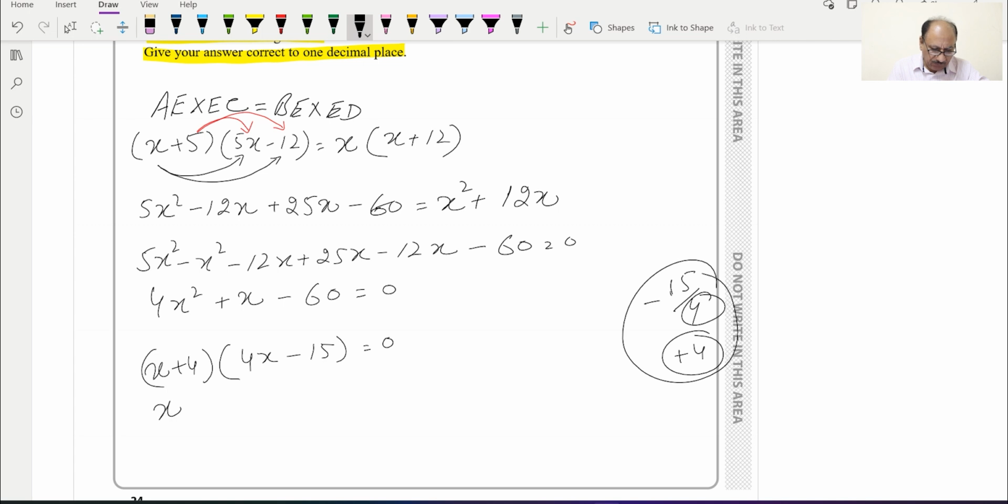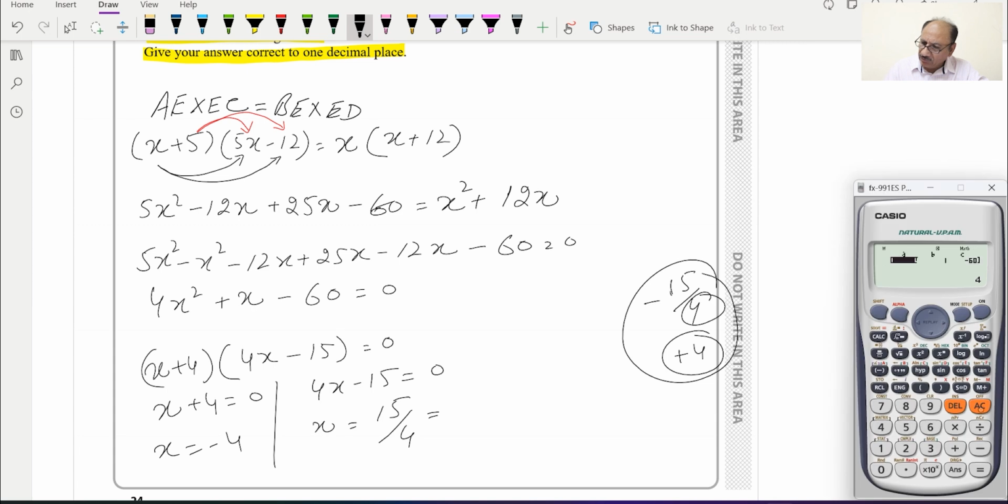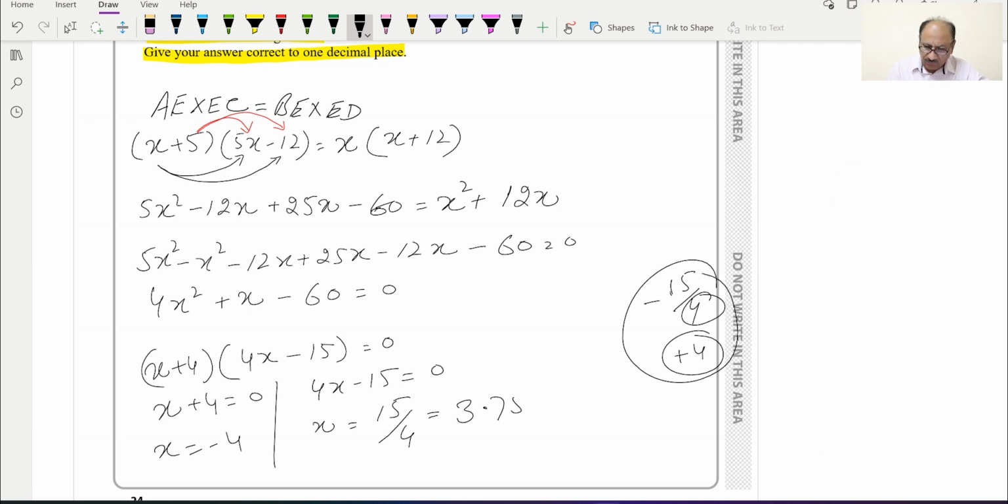Now we simplify: x plus 4 is equal to 0, and the second option is 4x minus 15 is equal to 0. So x will be equal to minus 4, and in this case x will be equal to 15 by 4. The decimal value of 15 by 4 is 3.75, so x is 3.75. We reject the negative value because length cannot be negative.